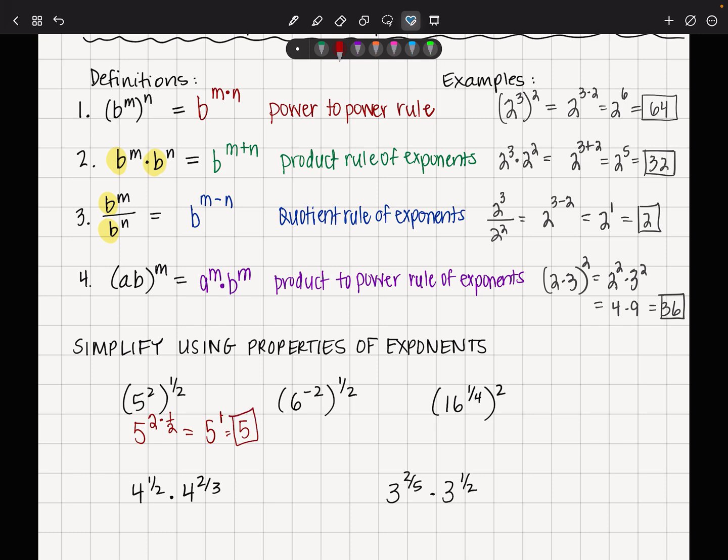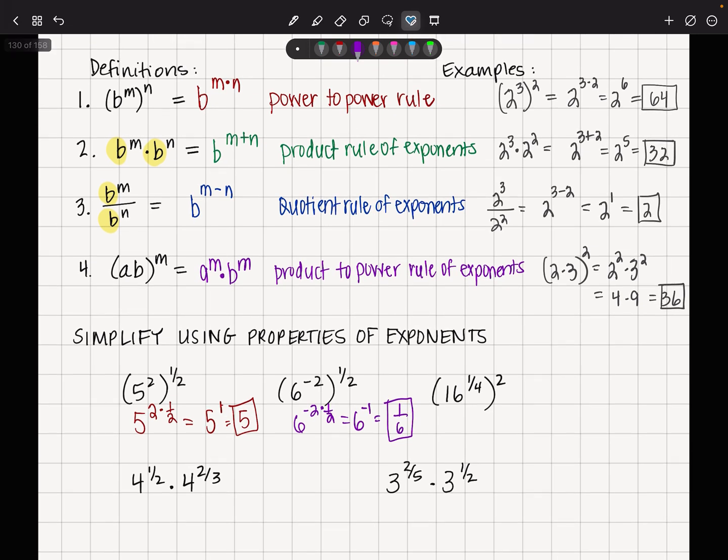On the next one, we've got 6 raised to the -2 raised to the 1/2. So this is the power to a power. So 6 raised to the -2 times 1/2 power would be 6 to the -1, which would be 1/6. Then I have 16 raised to the 1/4 power raised to the 2nd power. That would be 16 to the 1/4 times 2, which is 16 to the 1/2. And 16 to the 1/2 is the square root of 16, which is 4.